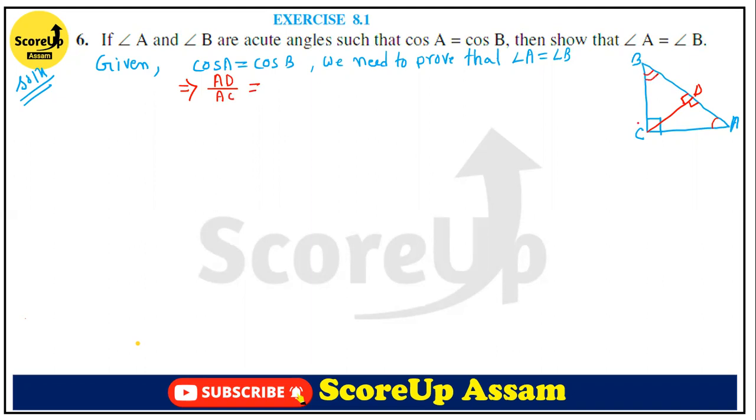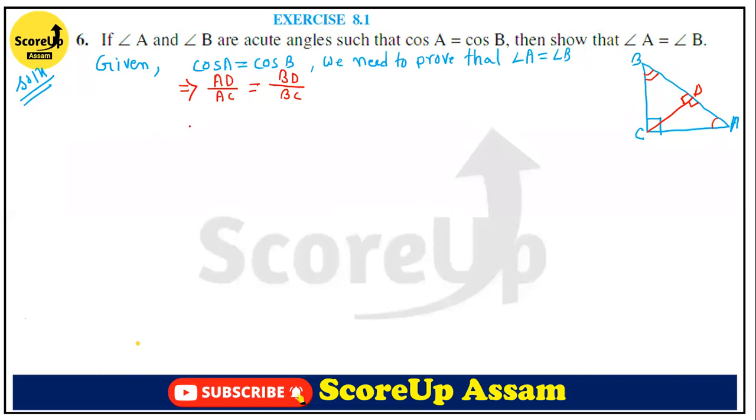Now similarly for cos B, for this angle. Earlier we considered ADC. Now in triangle BDC, for cos B, which one is our base? BD is the base, so base by hypotenuse, that means BD by BC. Now you can see the ratio of the corresponding sides, AD by AC.